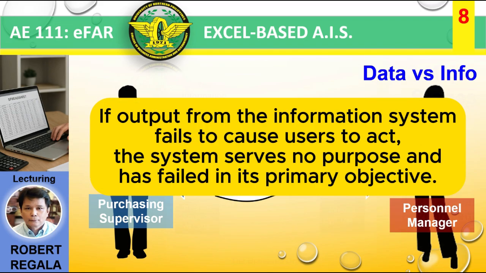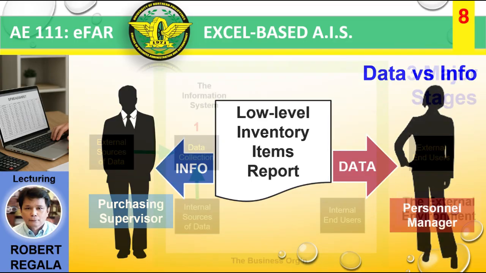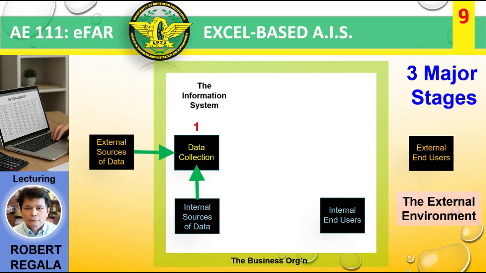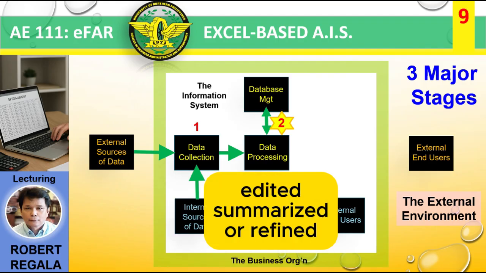If output from the information system fails to cause users to act, the system serves no purpose and has failed in its primary objective. Let's go back to our discussion of the 3 stages of information systems. The second operational stage of the information system is data processing. Once collected, data is processed, that is, edited, summarized, or refined, to produce information.